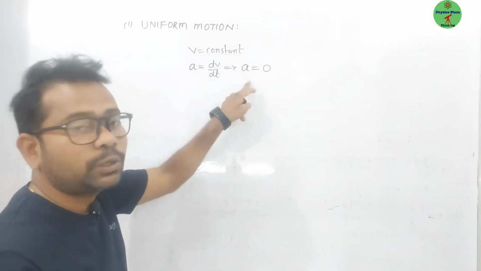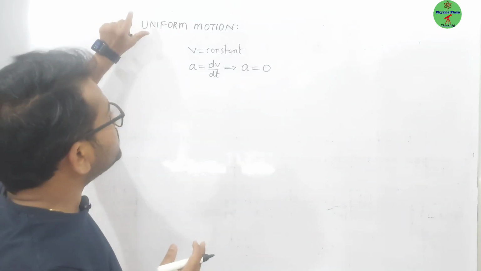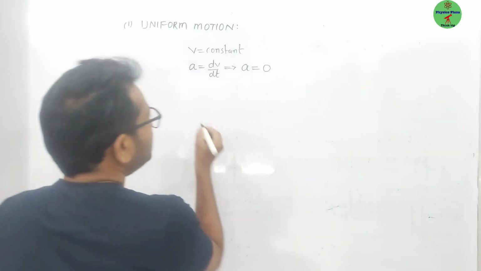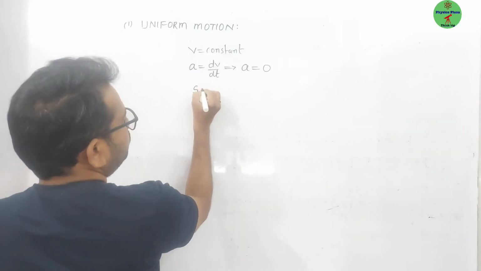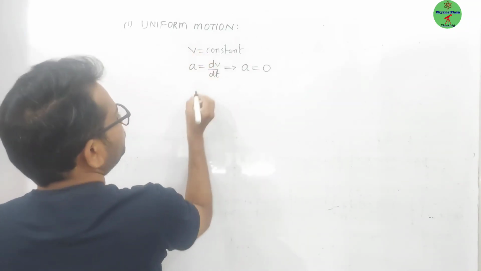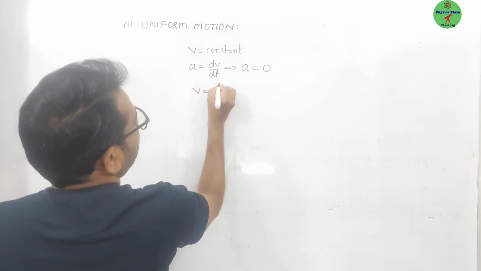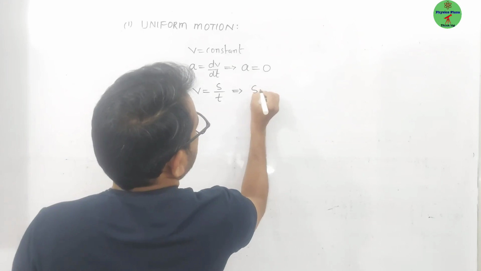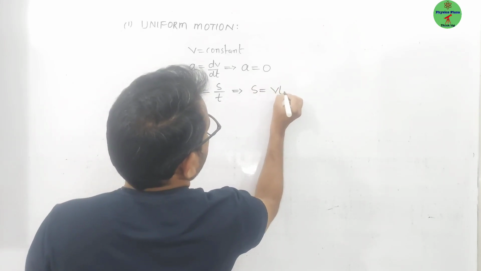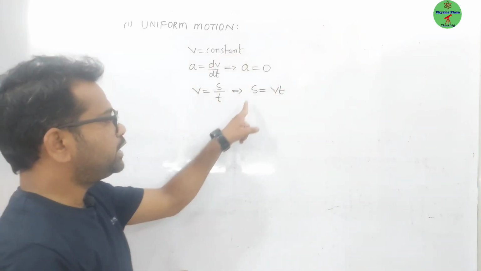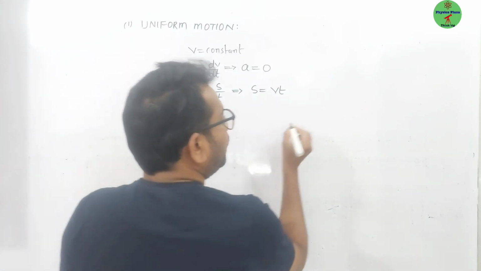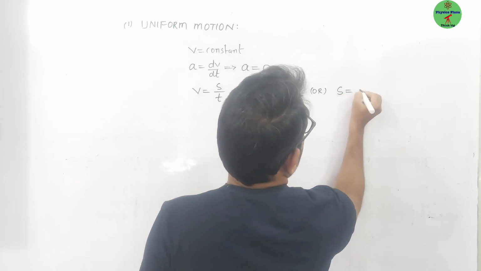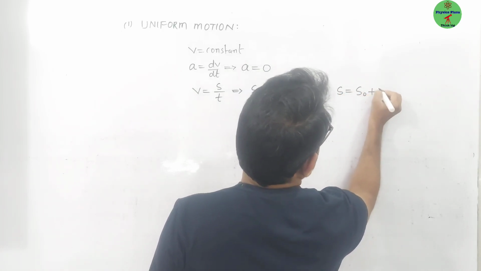So in this, velocity is constant, that's it. Here acceleration is 0. Whenever a body has uniform motion, we can write velocity is equal to displacement by time, or we can write displacement is equal to velocity into time. So this is the displacement time relation, children. Or we can also write it like this, right? Displacement is equal to S naught plus VT.